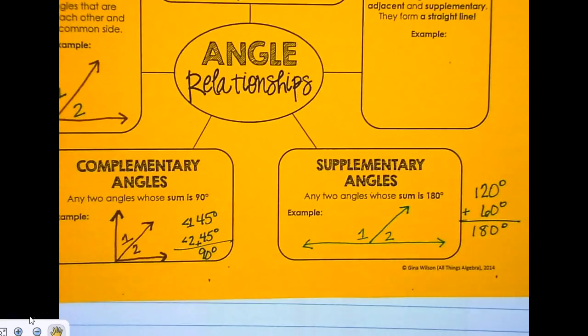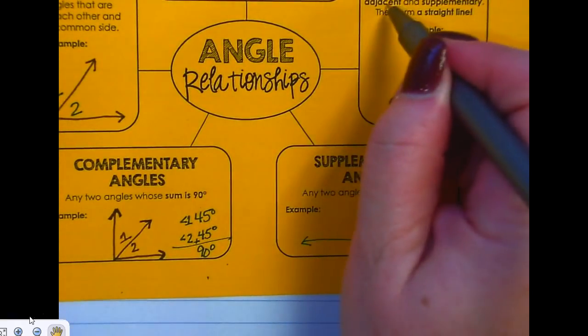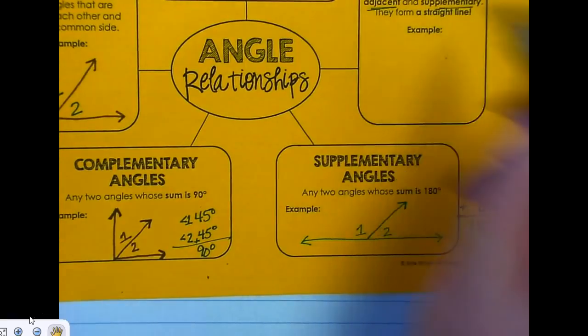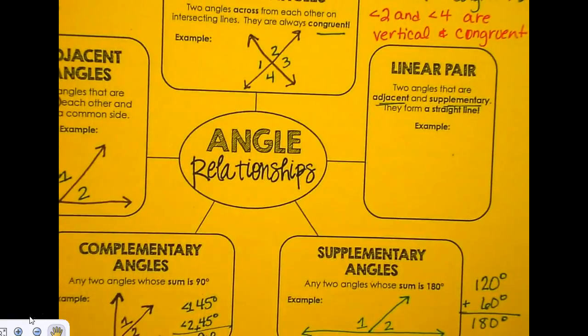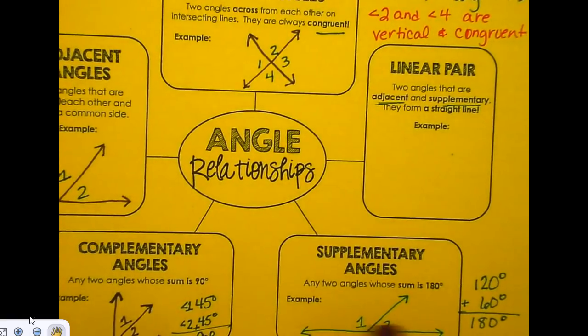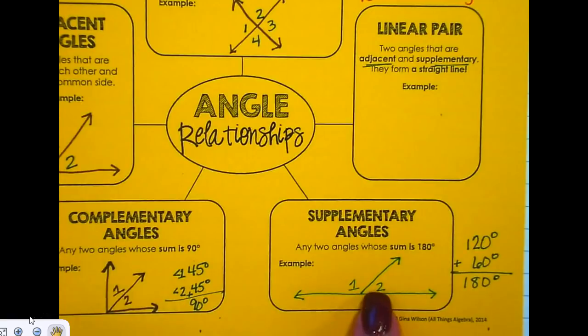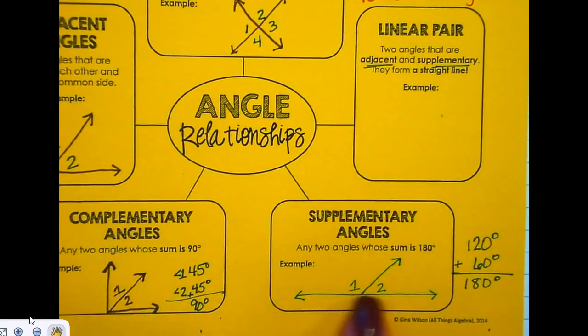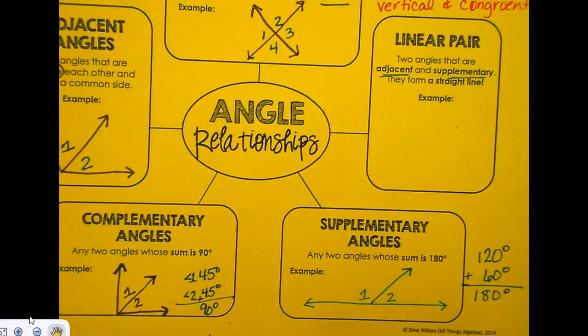Okay. All right, linear pair. Two angles that are both adjacent and supplementary. So there are two angles that are side by side, and supplementary means when you add them up, you get 180 degrees. They form a straight line. So these are also a linear pair. These are supplementary angles, and they are a linear pair.